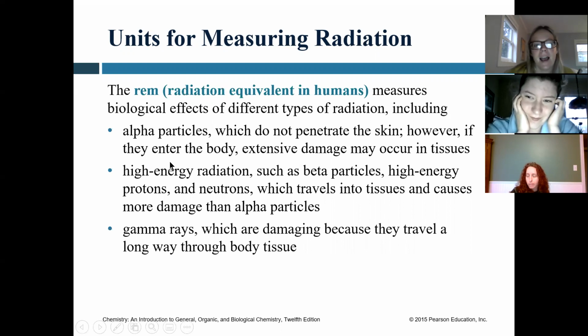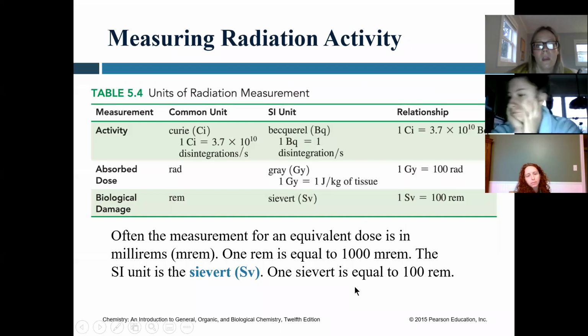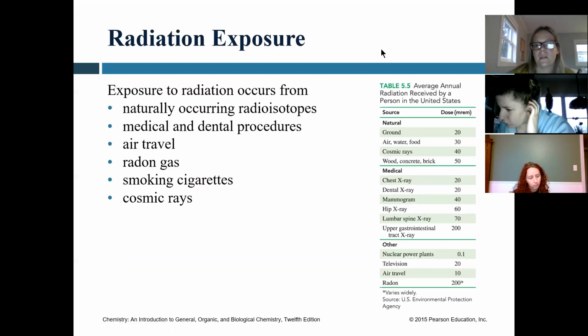High energy radiation like beta particles and also protons and neutrons travel through tissue and can cause more damage than alpha particles. So you need something a little bit hardier to stop them. And then gamma rays are the most damaging, and they can travel through all sorts of different things and mess all sorts of stuff up, even on a DNA level, tear your DNA apart. So units, all right, great. Move past this.